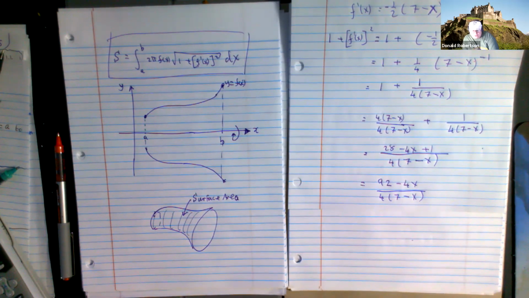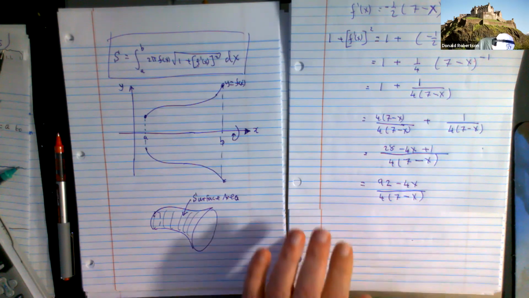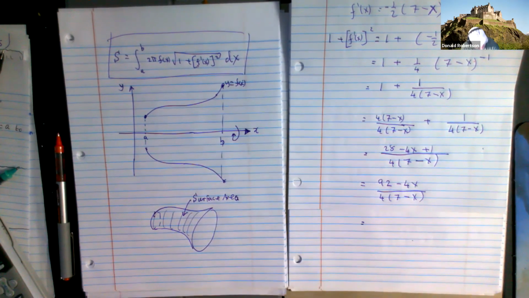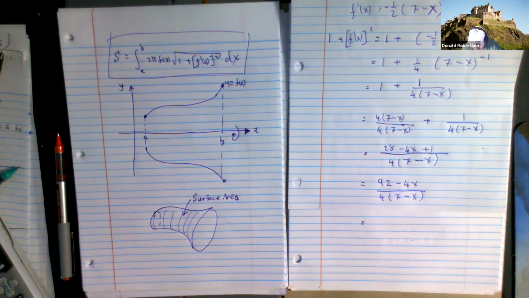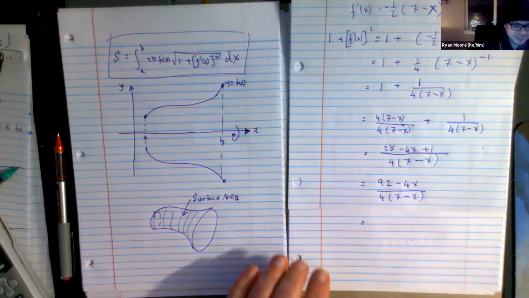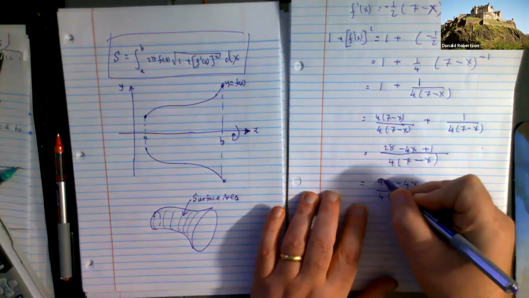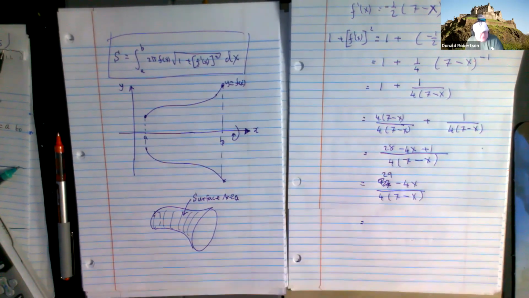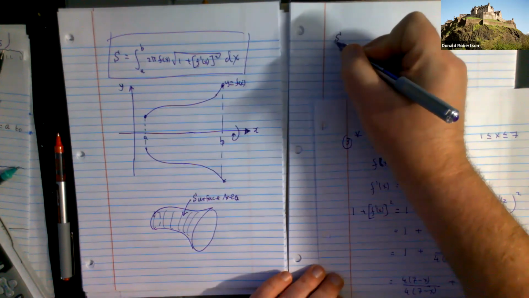Any idea what you could do to the numerator, the guy in the top? 29 take away 4x. Anything come to mind that you could do with the top? Should that be 29? Oh, shooting space. In which case we're finished. Right. Well, back to my question. Not my question, this question.